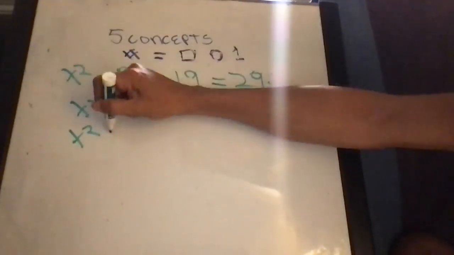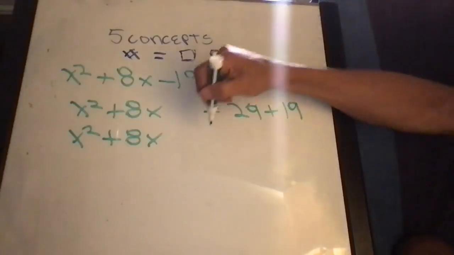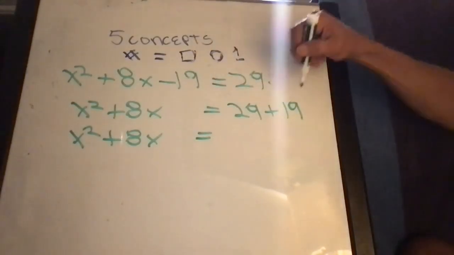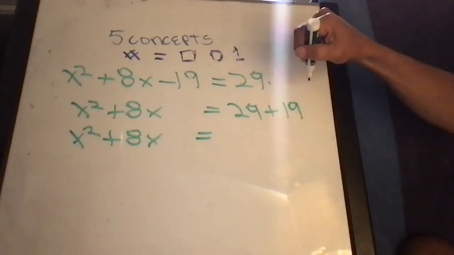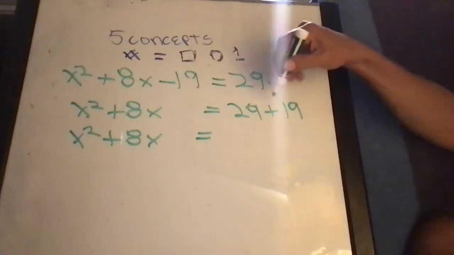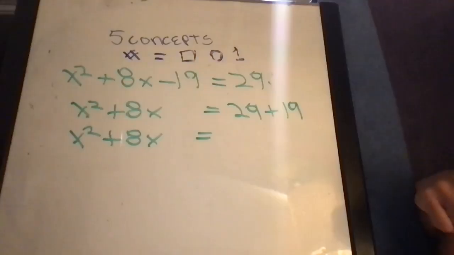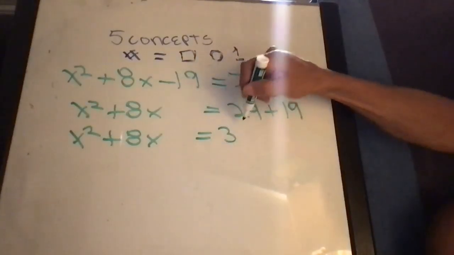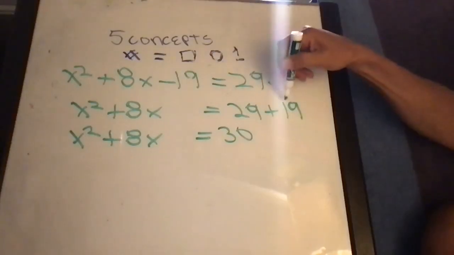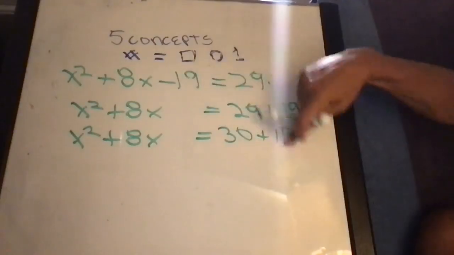X squared plus 8x is... what am I going to do? Okay, and then boom. And then what? Well, I got to add these two guys together. What is that going to be? I don't know. It's really hard. There's 9s and there's 1s and everything. Is it like 30 plus 18 or something? And 30 plus 18? What's 30 plus 18? Why? Because 10 plus 18. Oh, and okay, so 48.